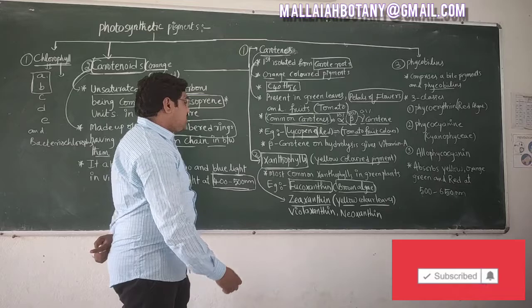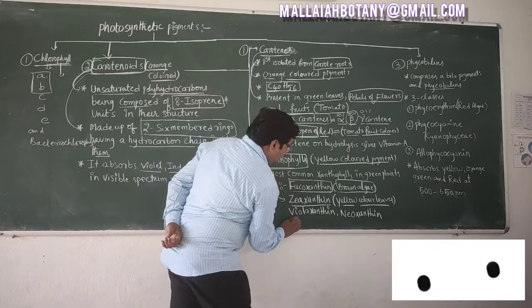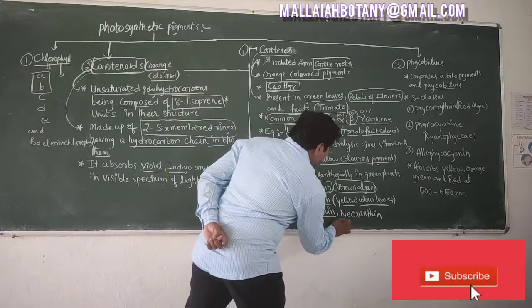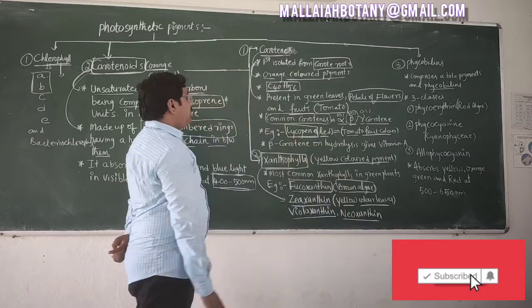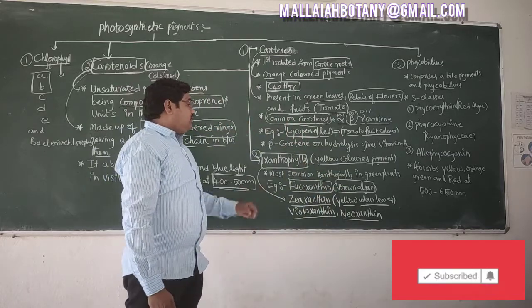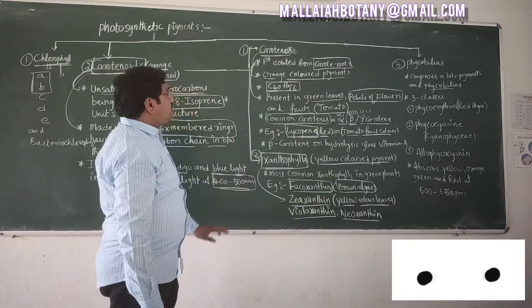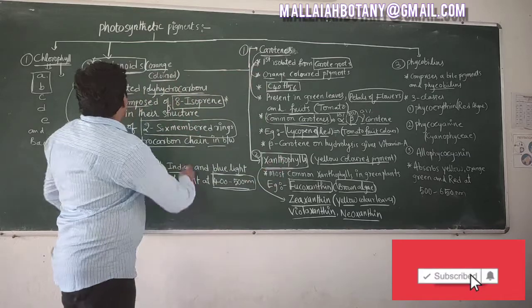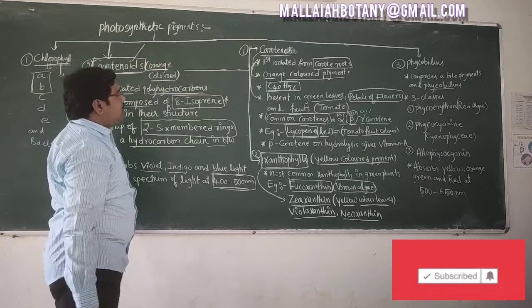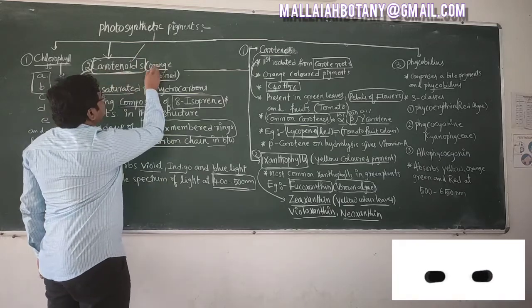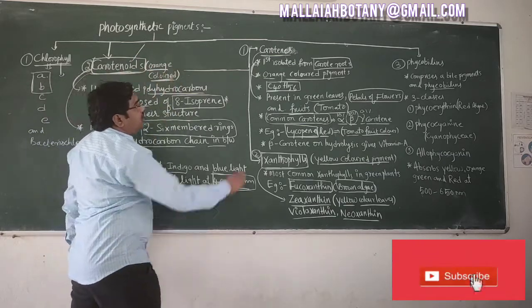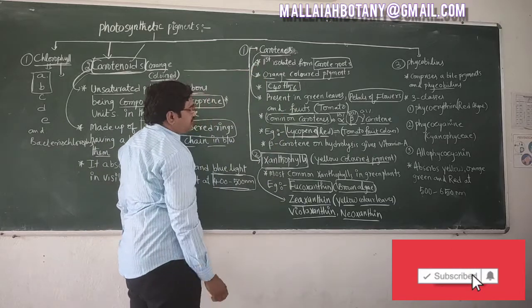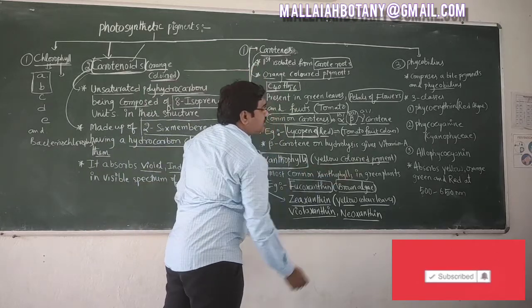The next examples for xanthophylls are violaxanthin and neoxanthin. These are the best examples for the xanthophyll pigments. These two, carotenes and xanthophylls, are under the carotenoids. Carotenoids are generally orange colored pigments. Carotene is also an orange colored pigment, and xanthophylls are yellow colored pigments.